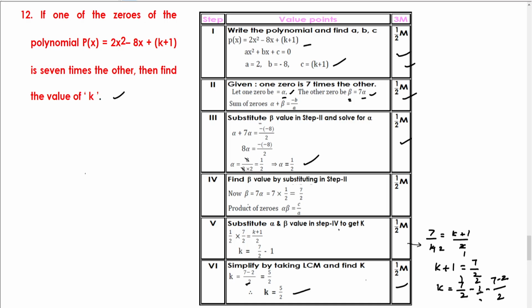Take 8 to the right, it becomes 8 into 2. 8 cancels, you are left with 1 by 2. Therefore, alpha is equal to 1 by 2. For getting alpha, you will get half marks.